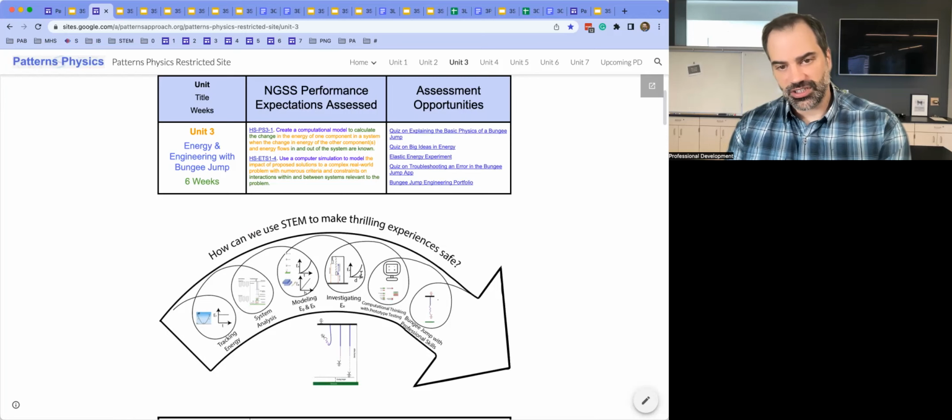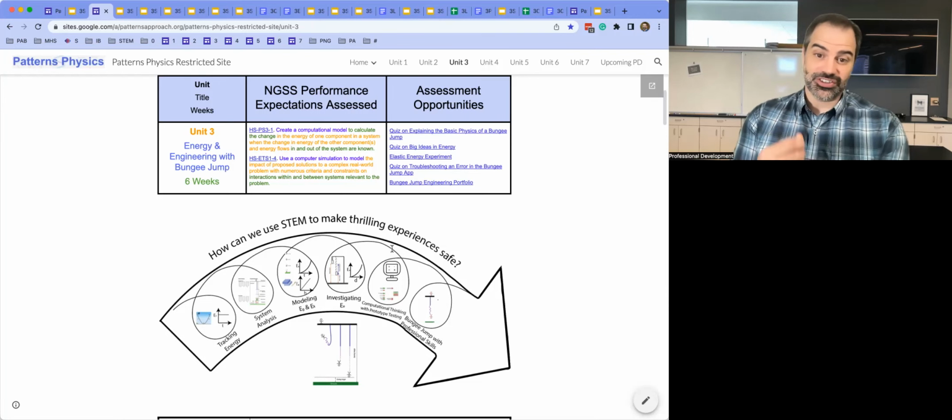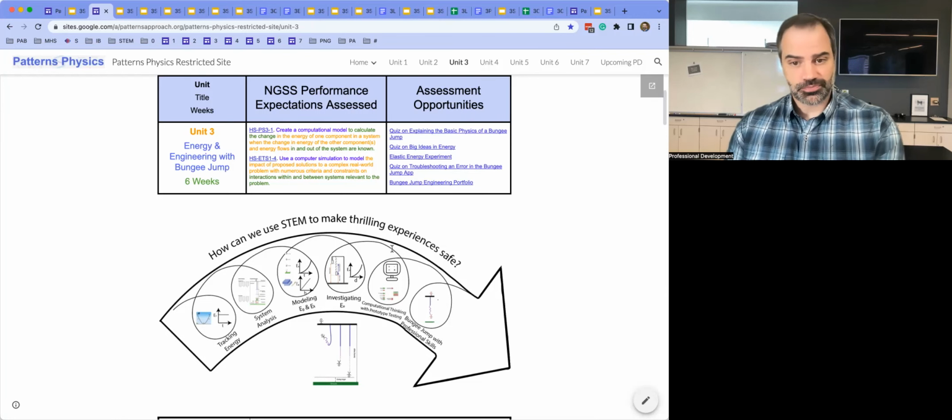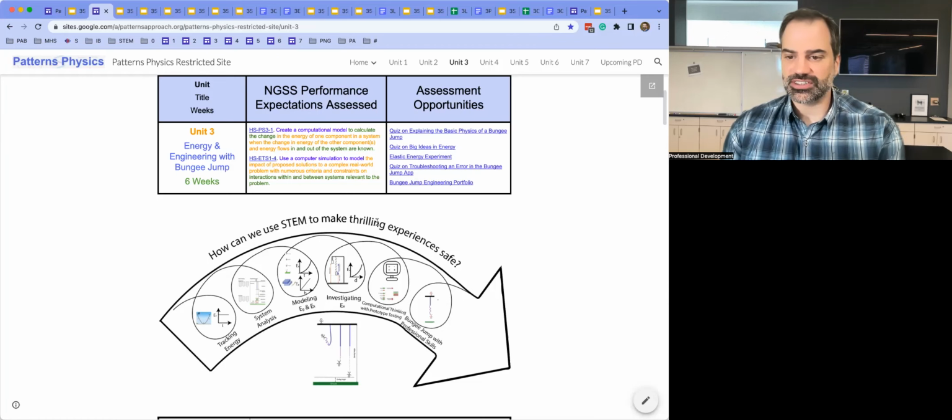And then for this storyline, we also need the mathematical model for elastic energy. And then we'll use the models that they create to code an app that tracks the energy flow in a bungee jump and correctly predicts how much string to add for a successful jump into the target zone. All right, so that all brings us to the essential question: how can we use STEM to make thrilling experiences safe?